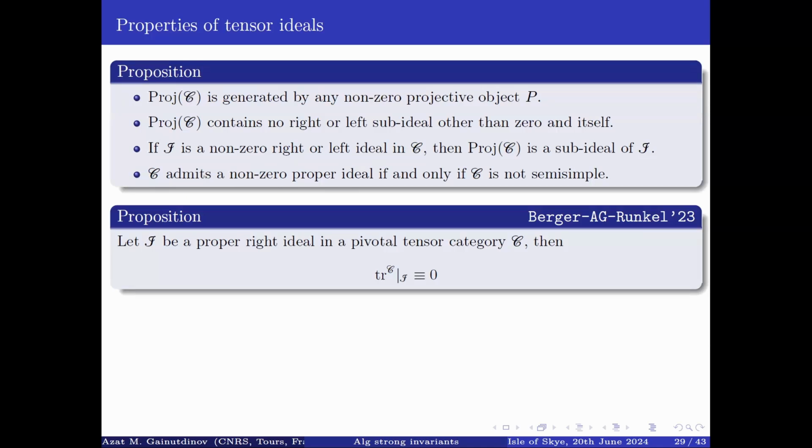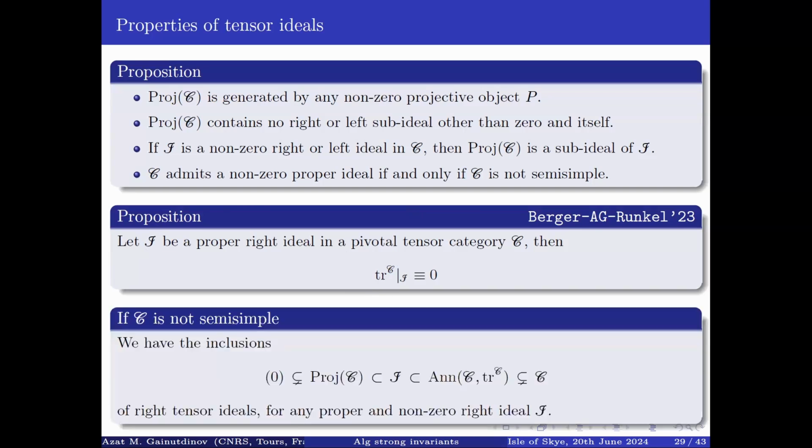Okay, now assume a category is not semi-simple, and assume I is a proper tensor ideal in my tensor category. Here I also use conditions about pivotality. Then the categorical trace on every tensor ideal is 0. That's why the standard derived construction will not see a difference between a non-semi-simple category and its semi-simplification, because it's 0 on every ideal.